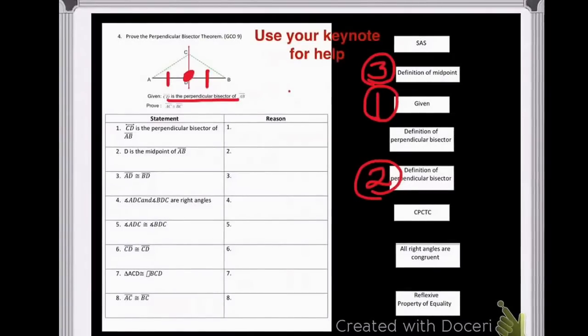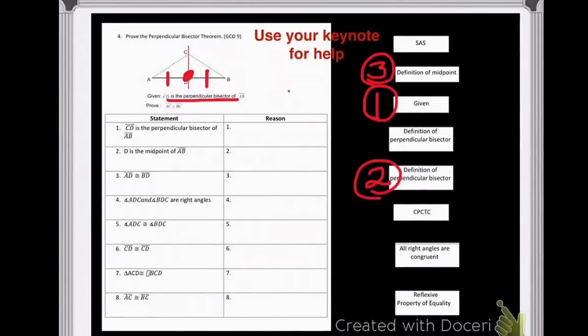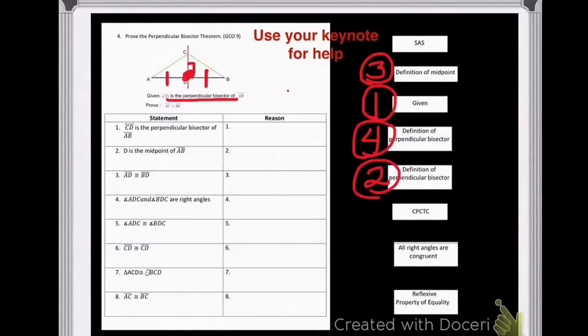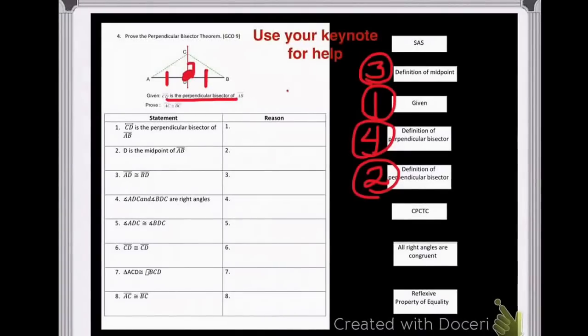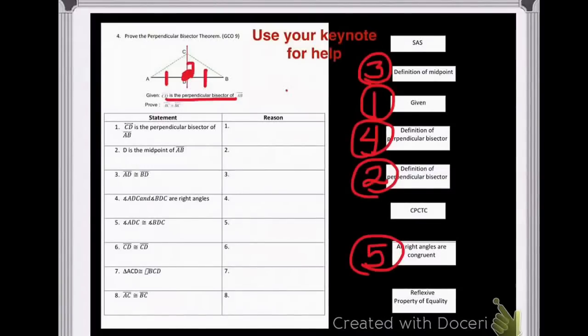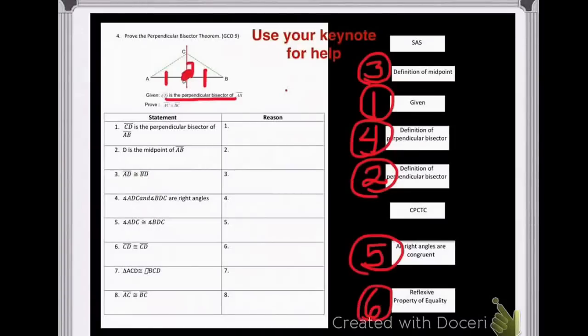Angle ADC and angle BDC are right angles. How did I know that there's a right angle here? Because that's what perpendicular means. Perpendicular is two lines that form right angles. Angle ADC is congruent to angle BDC. That's because they are right angles, and all right angles are congruent. 6, CD would be congruent to CD. The reason that CD is congruent to itself is because when you look in the mirror, you see your reflection, the reflexive property.